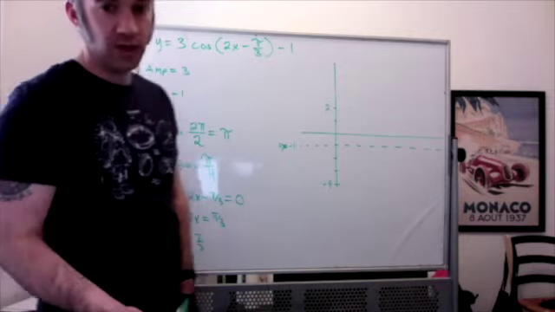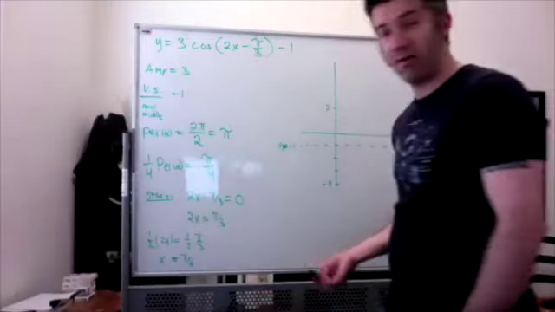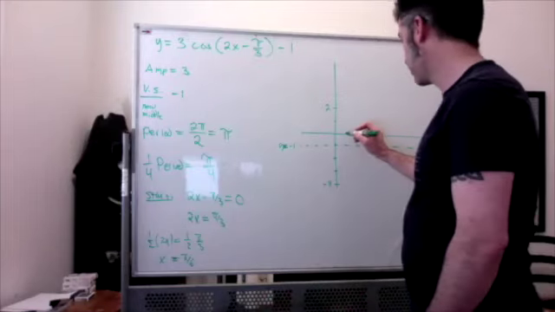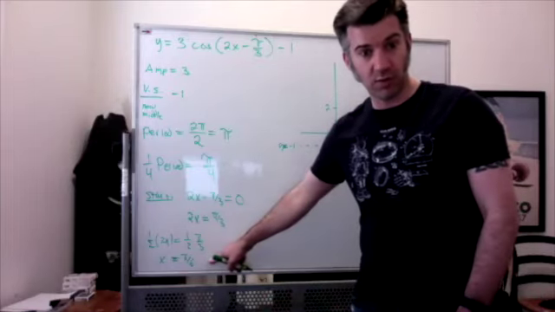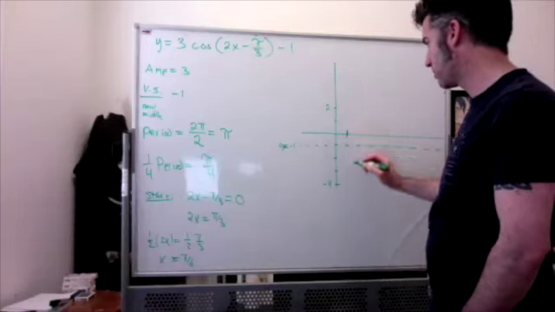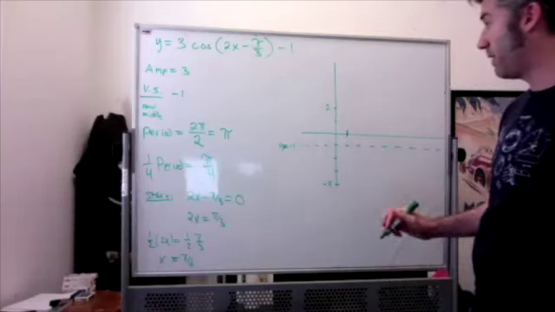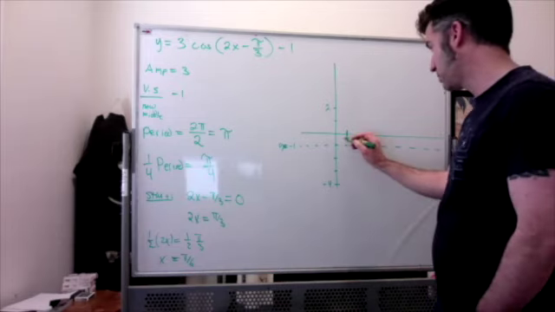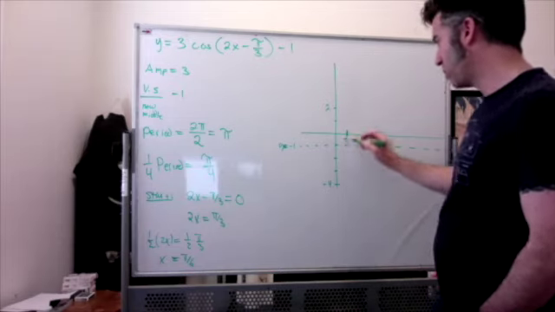So my horizontal shift or my phase shift is pi over 6 to the right, right? Because it's a positive horizontal shift. I'm going to be starting right there, pi over 6. So my first point before I do anything else, I know my first point is going to be up here.